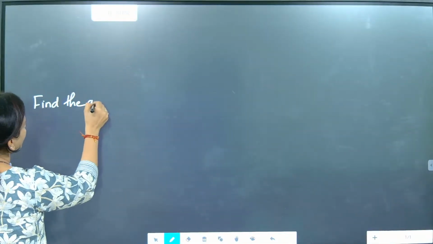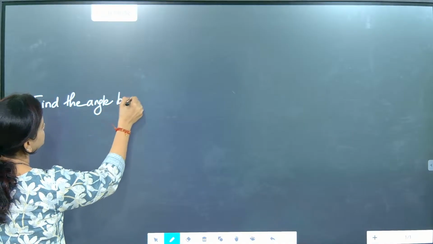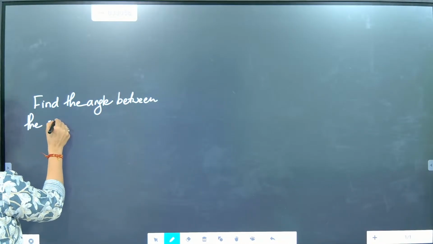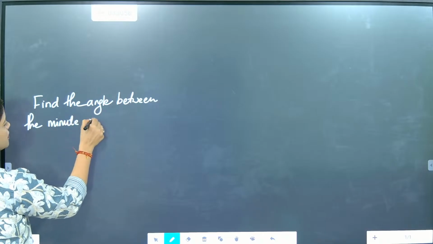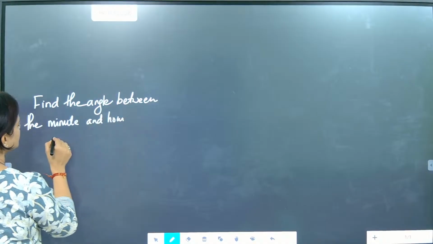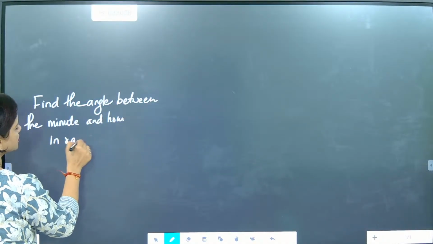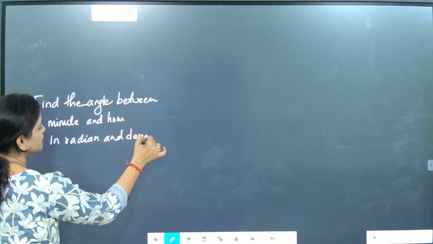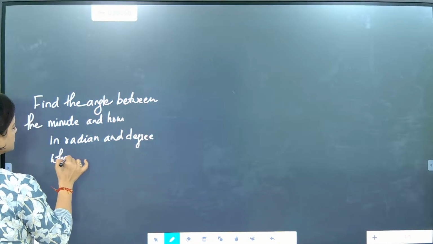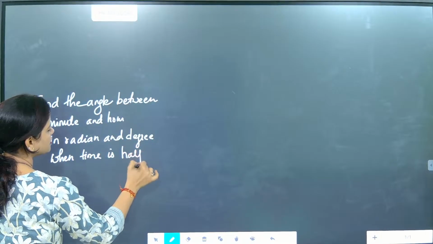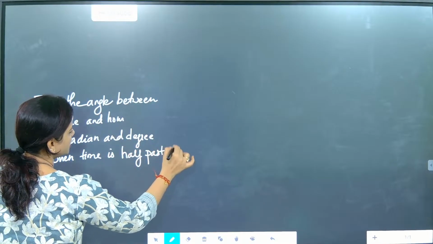Find the angle between the minute hand and hour hand in radian and degree when time is half past 3.